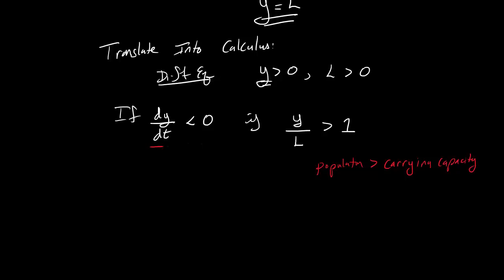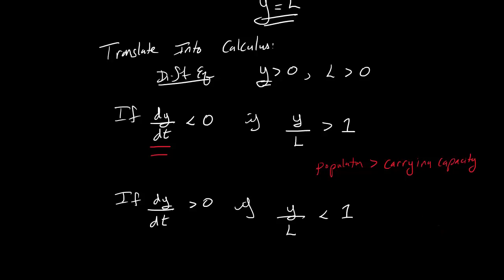That's when we see dy/dt being negative. And that means that the population will gravitate and become smaller such that it reaches the carrying capacity. Let's think about the opposite situation. What do we expect to see if the derivative of y with respect to time is positive, meaning that it's greater than 0? We know then that the population is less than the carrying capacity. So we expect this to be less than 1.